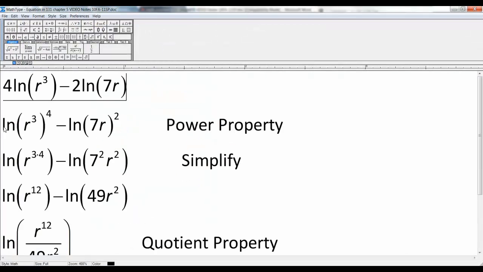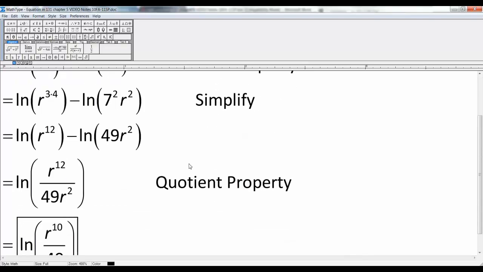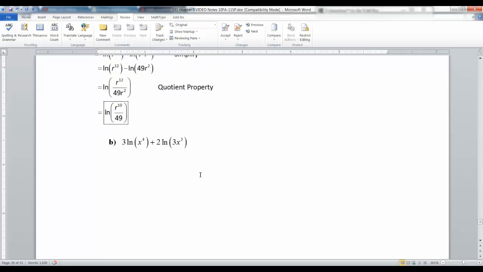Oh, I should really have equal signs through all this. My fault. Just to show that I'm following my steps. You know, every single step was equal to the next step. All right, so now let's do part B.